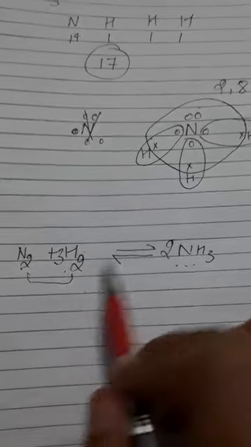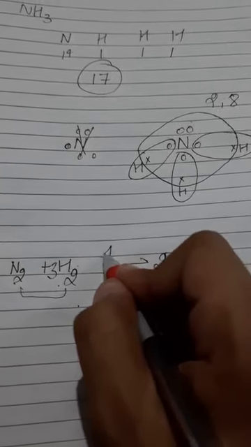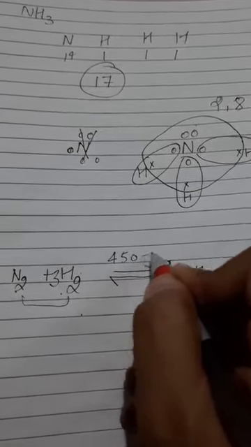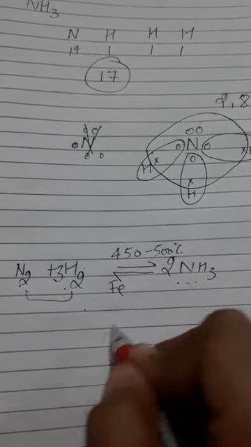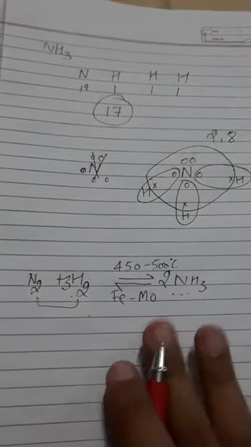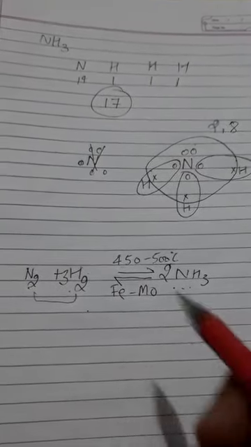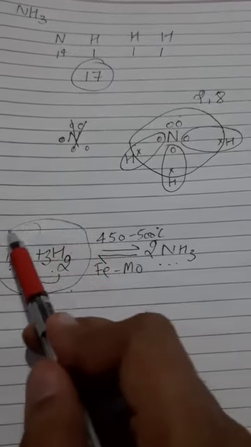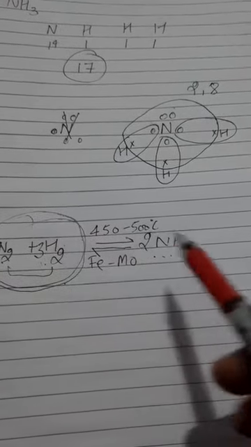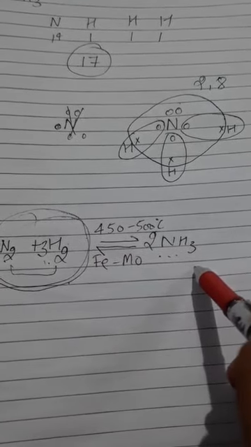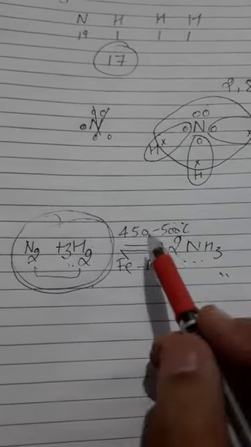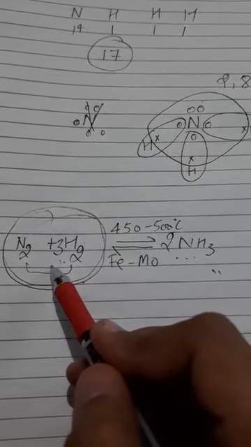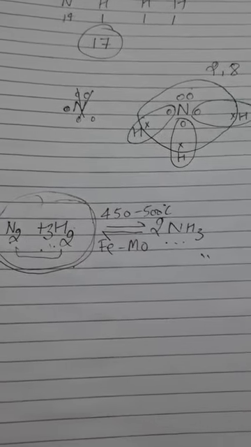The reaction is exothermic. This reaction occurs at almost 450 to 500 degrees Celsius, right? Iron is the catalyst, molybdenum is the promoter here, and the reaction is absolutely reversible. That's why I am saying that if we start from 100%, only 15% of ammonia will be formed. Understood? So the other gas will be wasted like this, meaning 85% of the gas will be wasted.